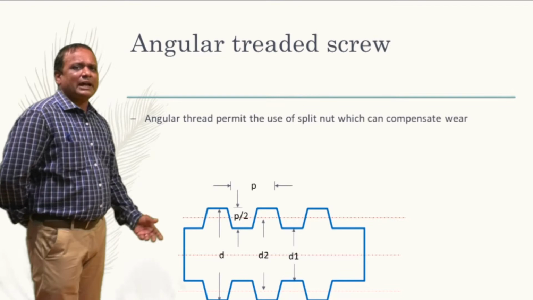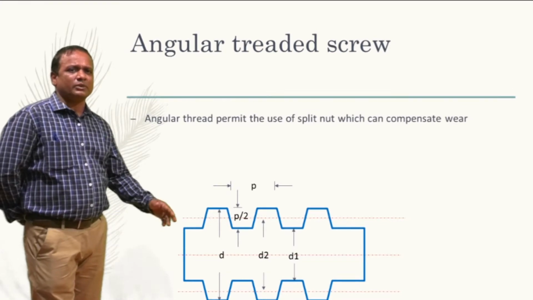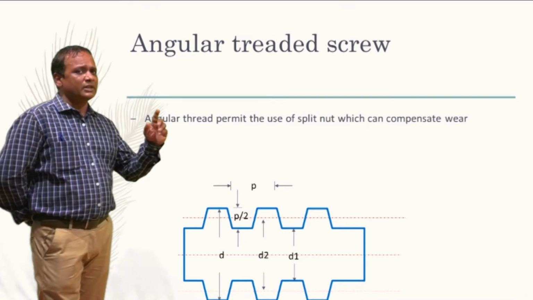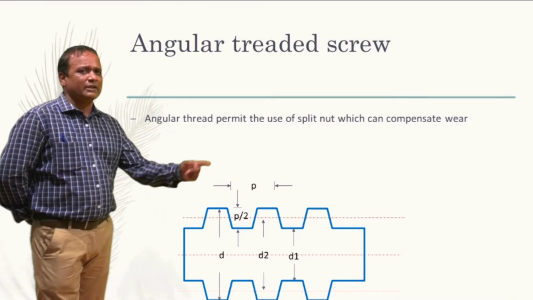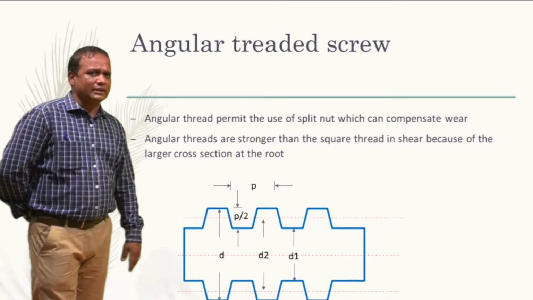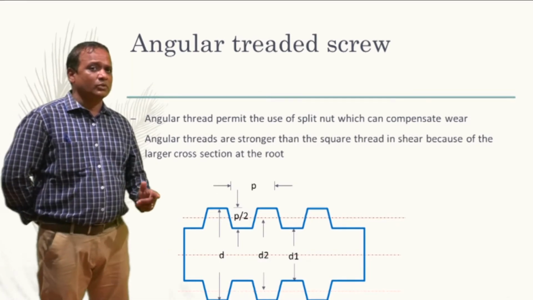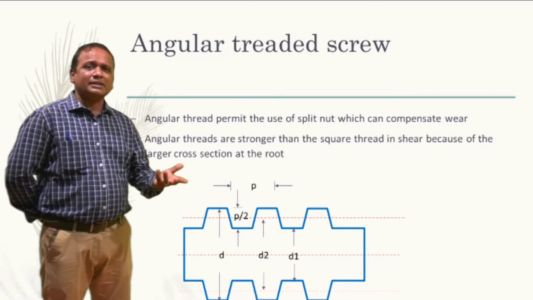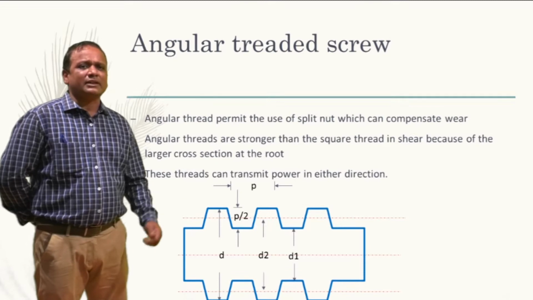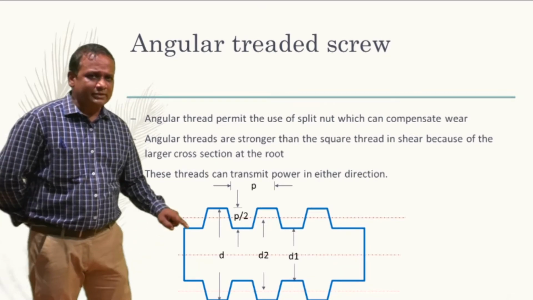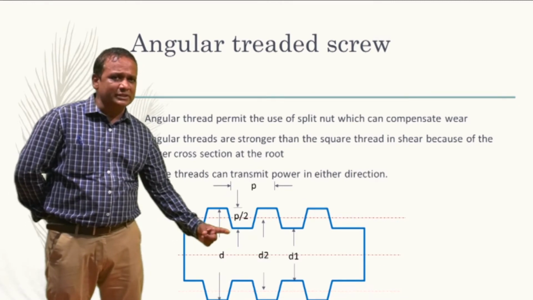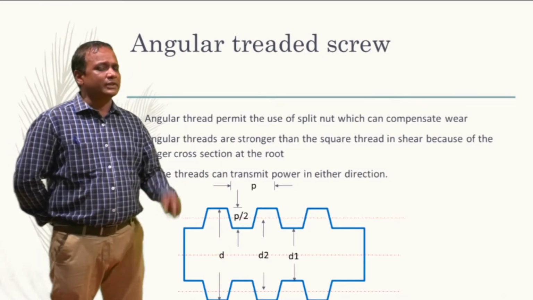Now, the angular thread permits the use of a split nut, with which you can compensate for wear. Wear that happens in a square thread is more when compared to the angular, so you can use a split nut over here. Angular threads are also stronger than the square thread in shear because of their larger cross section at the root. So these threads can transmit power in either direction. This is the root. Here you can see there is a longer section at this particular part compared to a square thread.